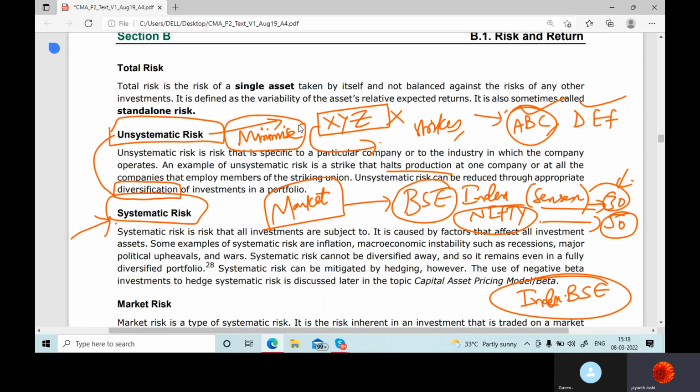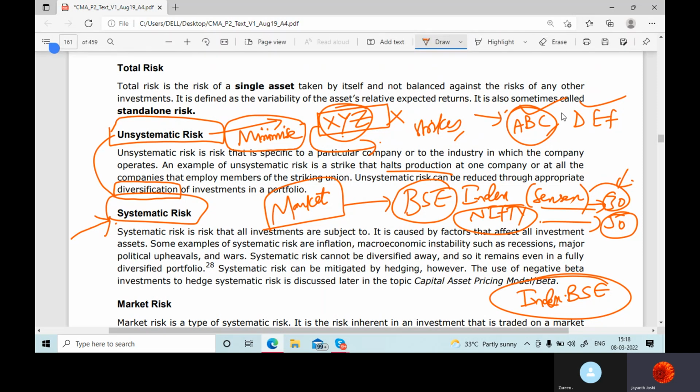Unsystematic risk, or undiversified risk, you can minimize through diversification, and you're not losing any money by following this strategy. I mean to say, if you have invested your entire money in XYZ, of course, there is a chance that if this company goes into losses, you'll lose your money. So to minimize your losses, because if you're losing the entire money, then you're not left with any returns. That means you're in losses.